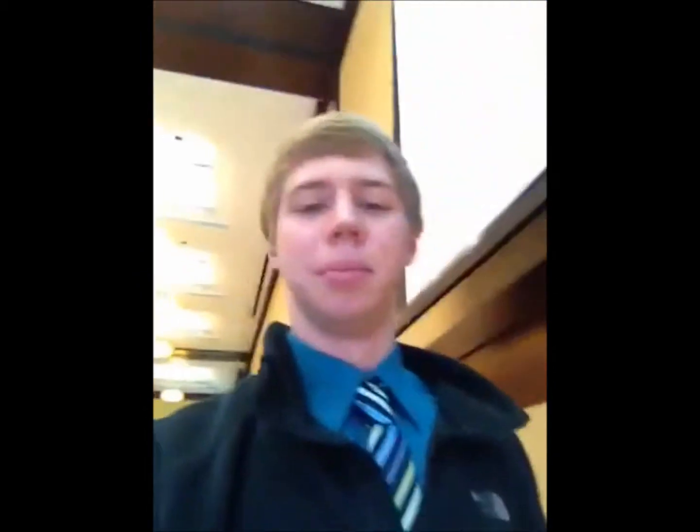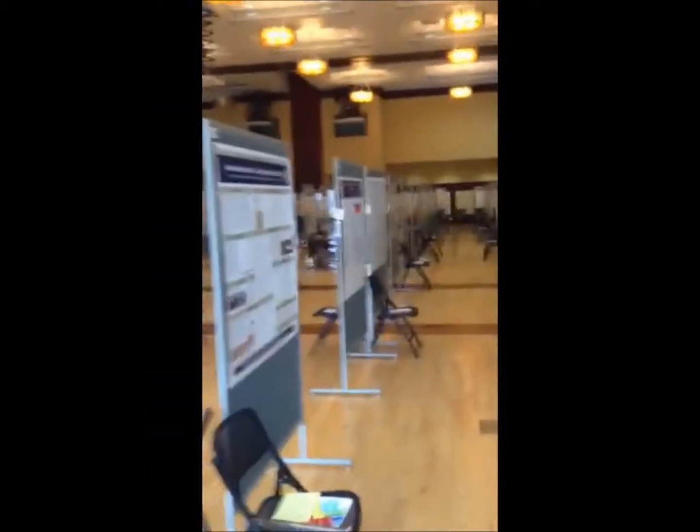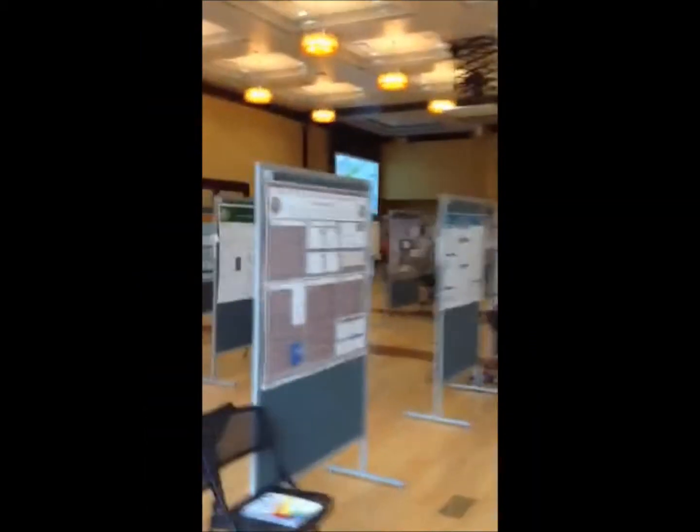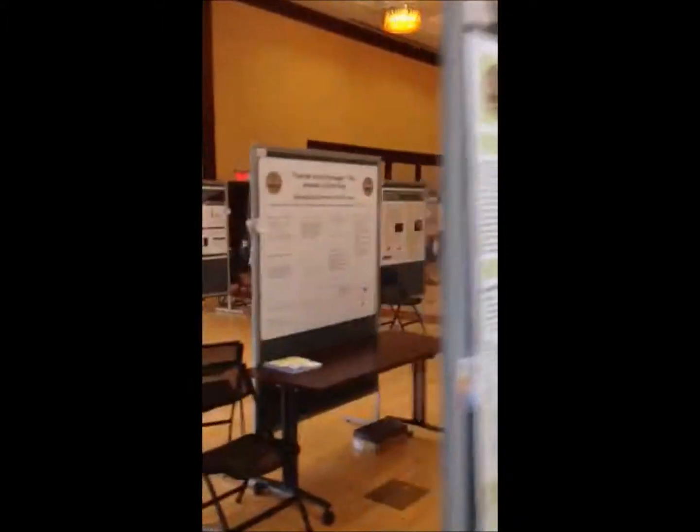Alright, we're kind of walking around the posters now. Not a lot of people here right now because it's in the morning, but as you can see, you got all the posters behind them. There's hundreds and hundreds of projects. This is awesome. This is kind of what you can expect. It's going to be projects upon projects. There'll be hundreds of people here later.